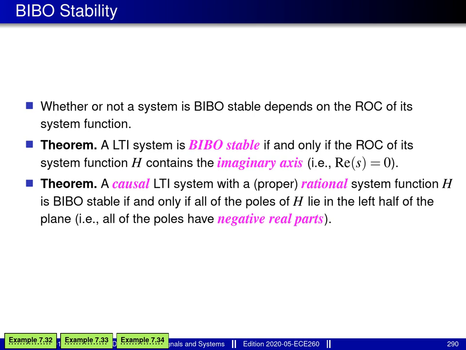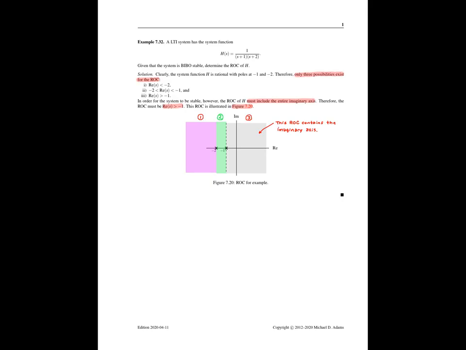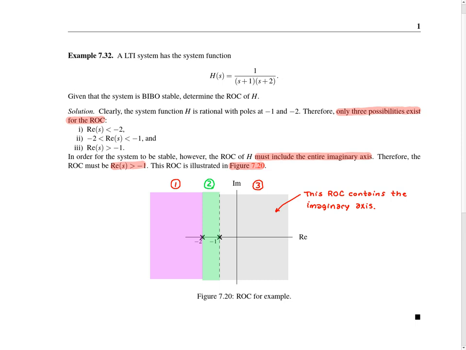At this point, I'd like to consider several examples to show how we can make use of the theorems introduced on this slide. First, I'd like to consider example 7.32. In this example, we're given an LTI system whose system function big H has the algebraic expression given in this particular formula here. Then we're told to determine the region of convergence of big H, given that the system is BIBO stable. To begin, we observe that the BIBO stability of the system is related to the region of convergence of big H. So we need to find this region of convergence.